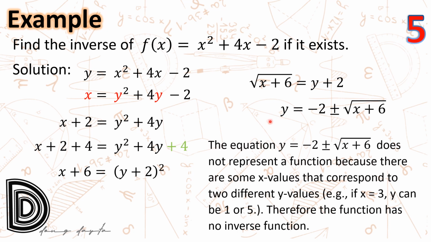Here, the equation negative 2 plus or minus the square root of x plus 6 does not represent a function, because there are some values of x that correspond to two different values of y. For example, if x equals 3, y can be 1 or 5 if you try substituting x equals 3. Therefore, the function has no inverse function.